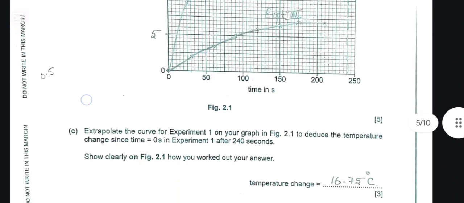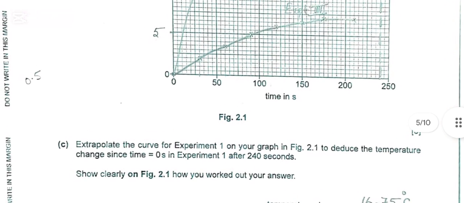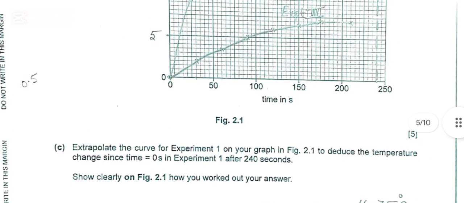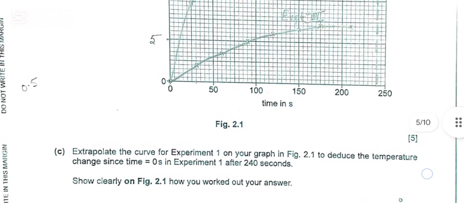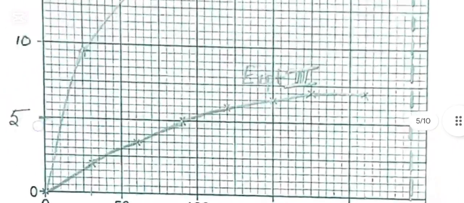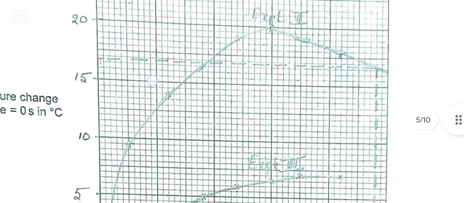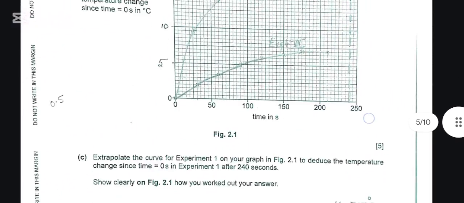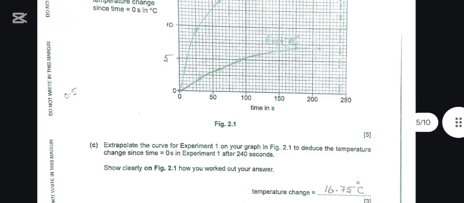For the next part, you need to extrapolate the curve for experiment 1 on your graph in figure 2.1 to deduce the temperature change at time equal to 0 seconds in experiment 1, after 240 seconds. Show clearly on figure 2.1 how you worked out your answer. So you check where 240 is, then you draw a line till there, and then you check where it cuts the y-axis and you get your value. It can have a range of values depending on your graph.